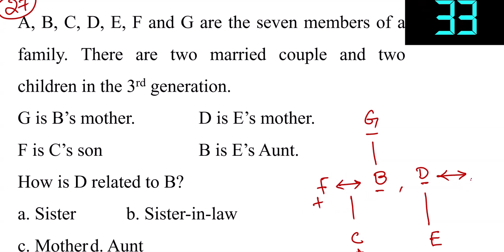Now D should be married to A, but the problem is whether A and D are placed here or there. Whether B is a sister of A, or what, that we need to map. So 7 members of this family: A, B, C, D, E, F, G. Now the question: how is D related to B? It can be sister or sister-in-law, both, actually. As per the data so far, they didn't mention G is having only two children or one son, one daughter, nothing like that.